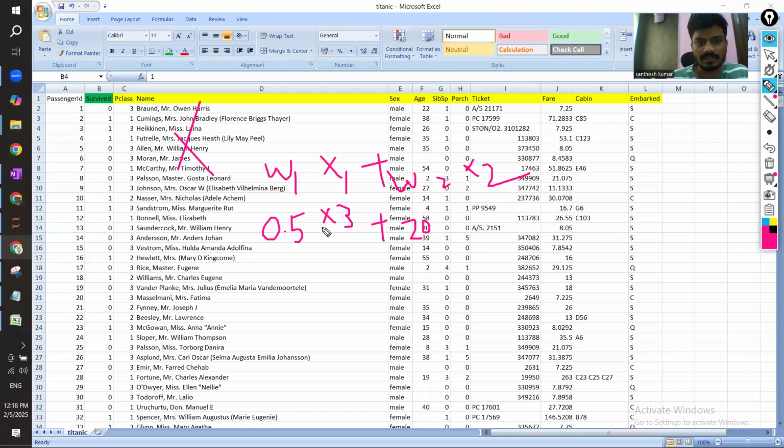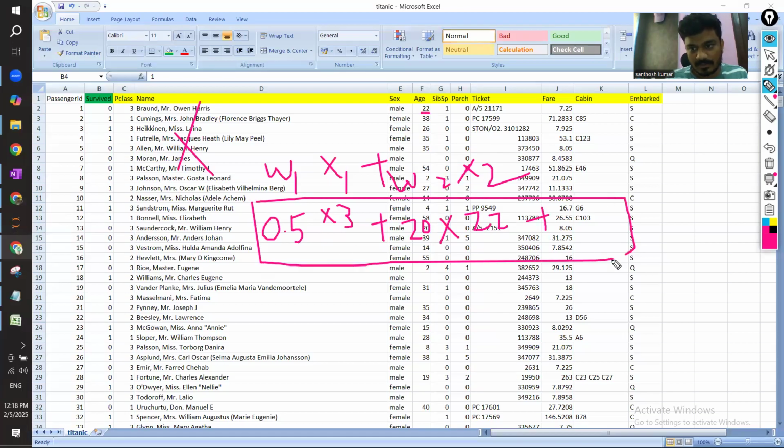W2 is 20. This is not probabilities, it is a random value, not between 0 and 1. X2 is my second feature, let's say age 22. Likewise, it will calculate the first point. For the first point it will take this W1. This is called the summation of WiXi.